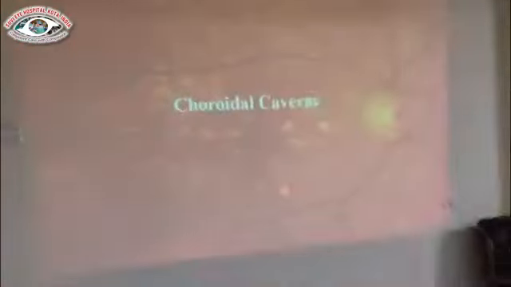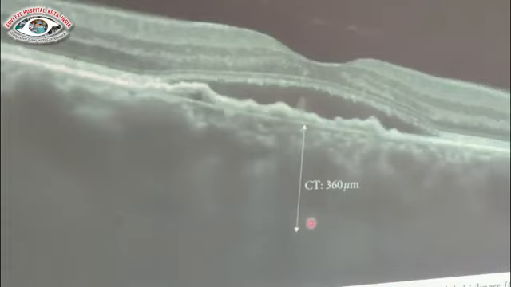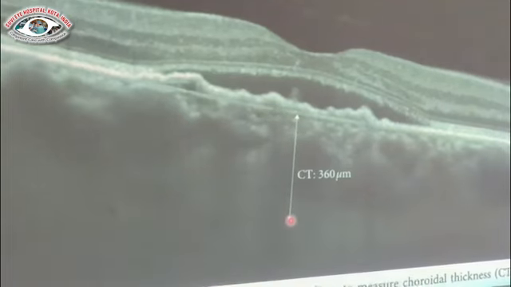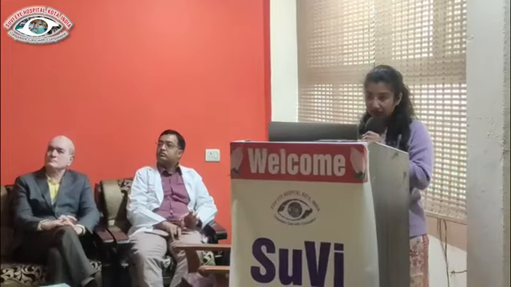Subfoveal choroidal thickness and choroidal volume. Choroidal thickness is measured from just below the RPE, and it is not of that much clinical significance. It is the vascular component of the choroid. Dilatation of the pachy vessels: the newer concept is that it is vortex venous overload choroidopathy which is causing this dilatation of the pachy vessels, and pachy vessel dilatation is leading to the accumulation of subretinal fluid.